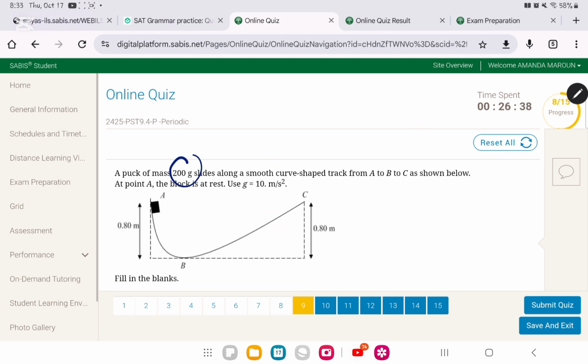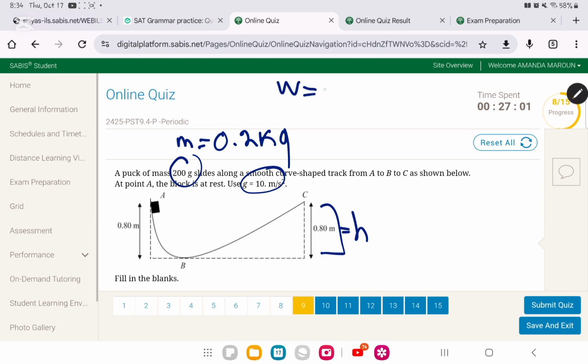First of all, we have what? We have mass, which is 0.2 kg. We have G and we have the height. So we have M, we have G, and we have H. We can find what? We can find the work. But they are asking for the speed. Anytime they ask you for the speed and you can find the work, use the work energy theorem, which is that work is equal to the change in kinetic energy, which means that work is equal to kinetic energy final minus kinetic energy initial. To find the work, we are going to do mgh.